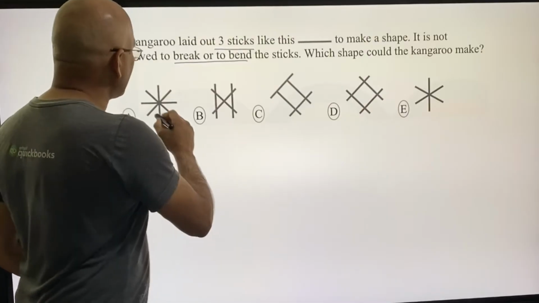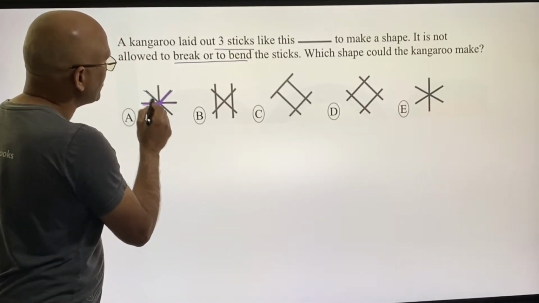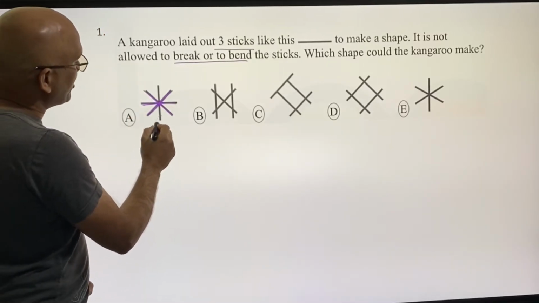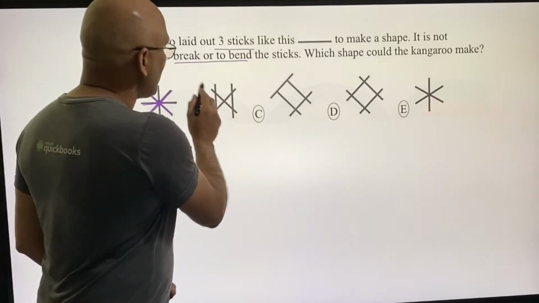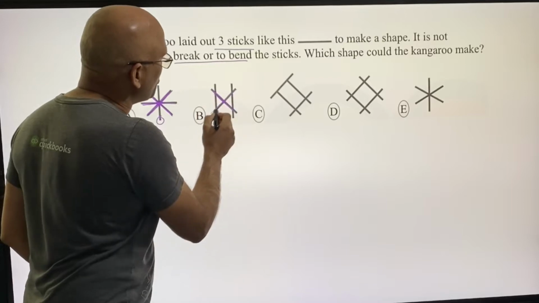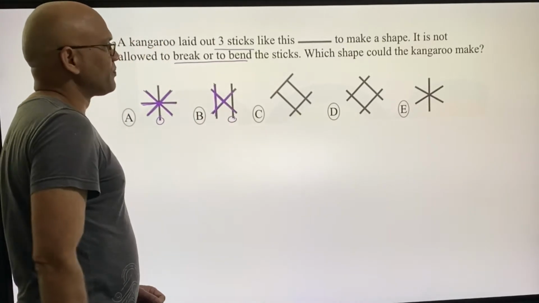Alright, so let me draw it. This is 1 stick, 2 stick, 3 stick. As you can see, we need another stick here. We need another stick to make this one. So this I cannot make. Similarly, if I draw it out here, 1 stick, 2 stick, 3 stick, I still need another stick, this one.